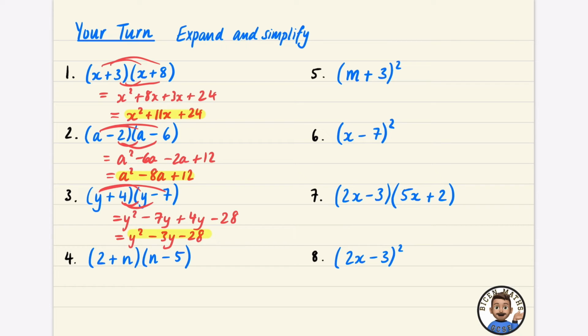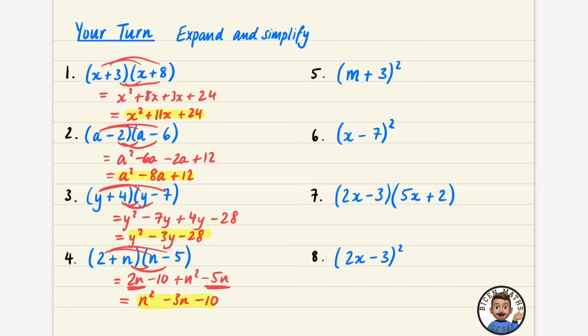Okay, this one looks different to the other ones, but we're still going to be fine with the process we have. 2 times n is 2n, and 2 times minus 5 is minus 10. n times n is n squared, and n times minus 5 is minus 5n. Now the ones that we're going to be able to add are the 2n and the minus 5n. 2 take away 5 is minus 3. So I'll start off with my n squared minus 3n minus 10.